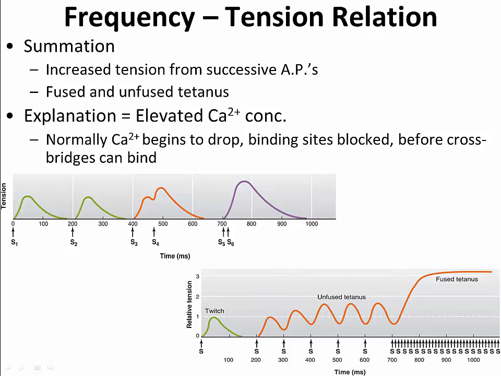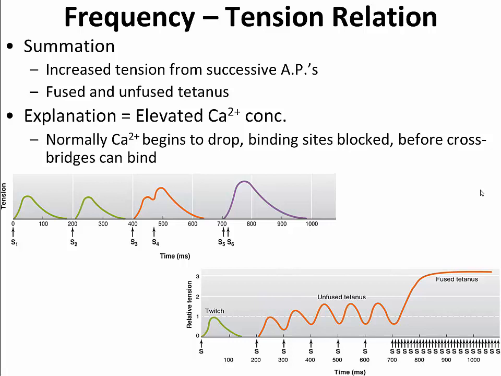We can see that down in the second figure. So here we have a single twitch. Here we have stimuli that are closer and closer together, creating this wavy line as the tension goes up and down, up and down. We refer to that as unfused tetanus. And then eventually, we achieve fused tetanus if we deliver those stimuli close enough to one another. You were able to observe this with your group in that last lab.